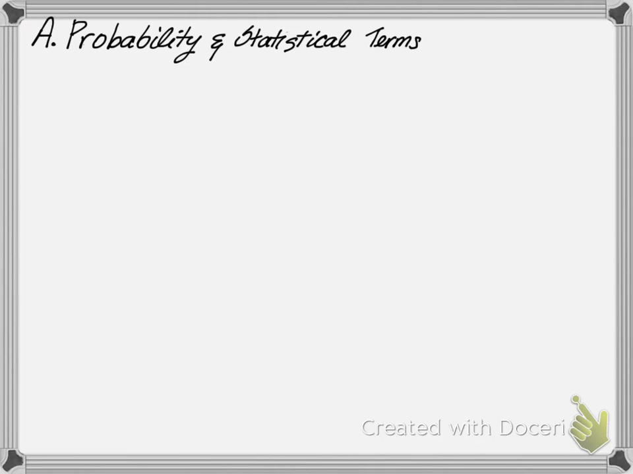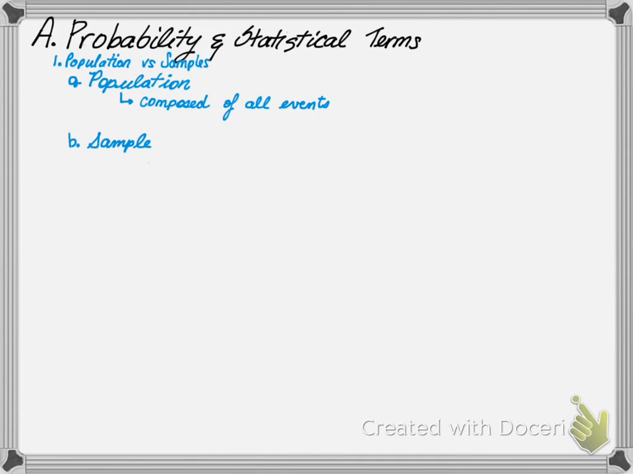So let's talk about probability and statistics terms. Before you can ever get started, we need to be able to collect data. We need to understand the difference between a population and a sample. So when you think of a population, it's composed of all events.